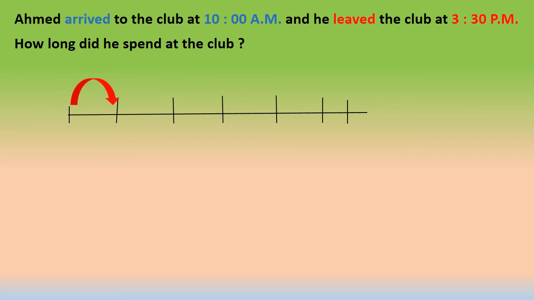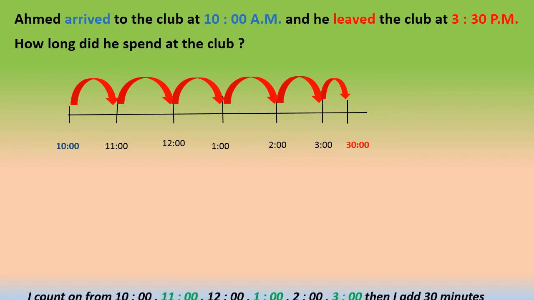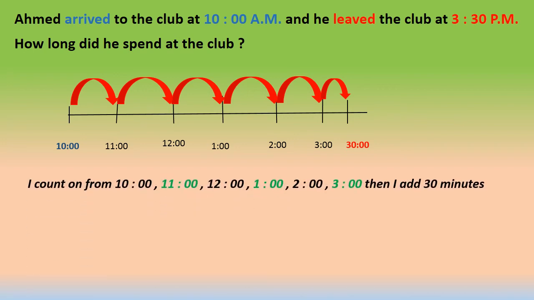The starting time is 10 a.m. After 10, 11, 12, 1, 2, 3, and 30 minutes. This is the leaving time or the ending time. I count on from 10, 11, 12, 1, 2, 3, then I will add 30 minutes. So how many hours now? It will be 5 hours and 30 minutes. So Ahmed spent 5 hours and 30 minutes.